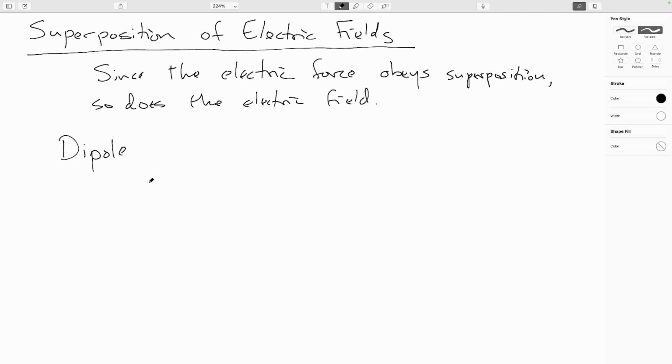Dipoles show up a lot in atomic and molecular situations because in an atom, unless it's ionized, it has the same number of protons as electrons, and so there'll be an equal number of positive and negative charges. And sometimes considerations of how the molecule is bonded or whatever will cause there to be a slight separation between where the middle of the electron cloud is and where the nucleus is.